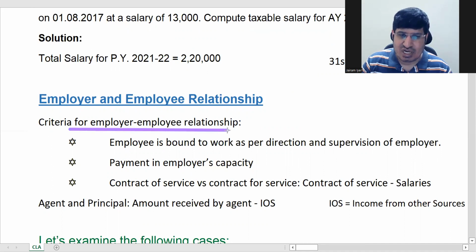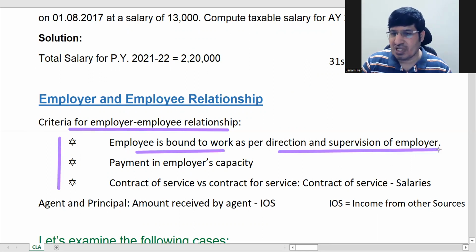Okay, so criteria one is the employee-employer relationship, for which there are guidelines. These 3 guidelines are there. First, the employee is bound to work as per the direction and supervision of the employer. Like when we are in a job, of course, we follow some rules, but in the end, we have to follow the guidelines and supervision of our employer, correct? So that is one thing.